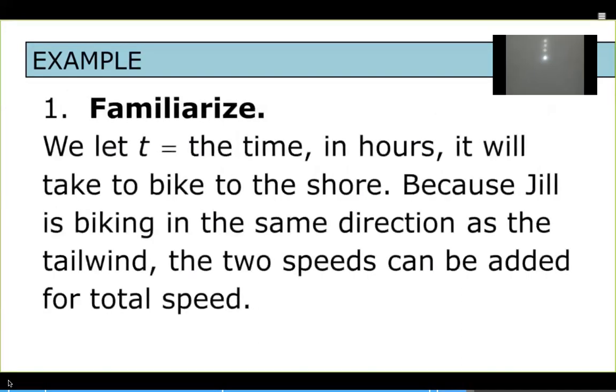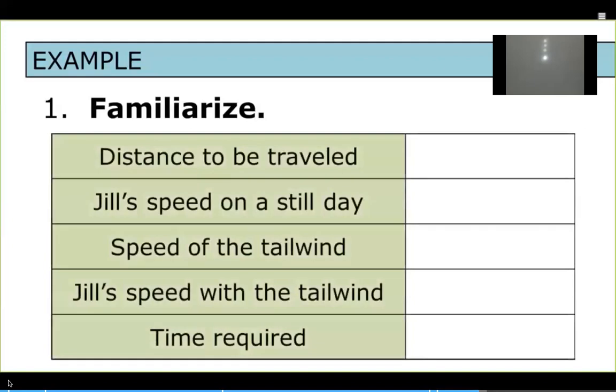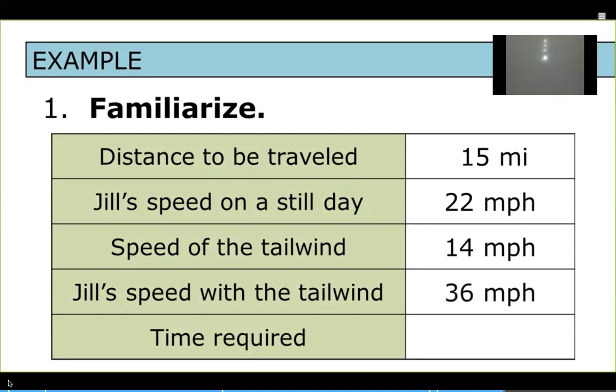Step 1, familiarize. Let t equal the time in hours it will take to bike to the shore. Because Jill is biking in the same direction as the tailwind, the two speeds can be added for total speed. Using a table, we can summarize the information we know. The distance to be traveled is 15 miles. Jill's speed on a still day is 22 miles per hour. And the speed of the tailwind is 14 miles per hour. Adding Jill's speed and the speed of the tailwind gives us Jill's speed with the tailwind, which is 36 miles per hour.